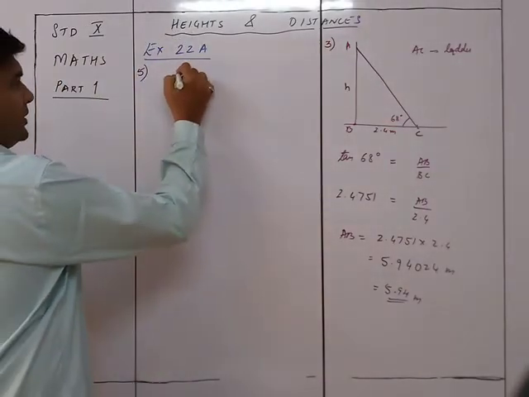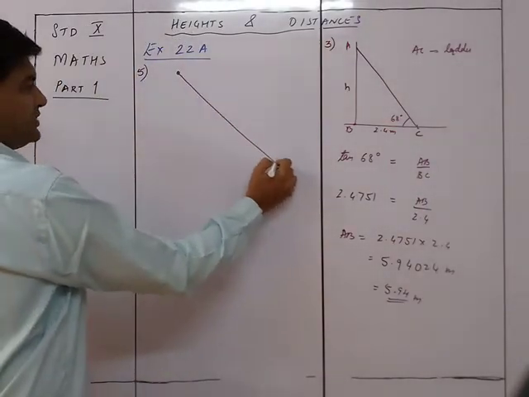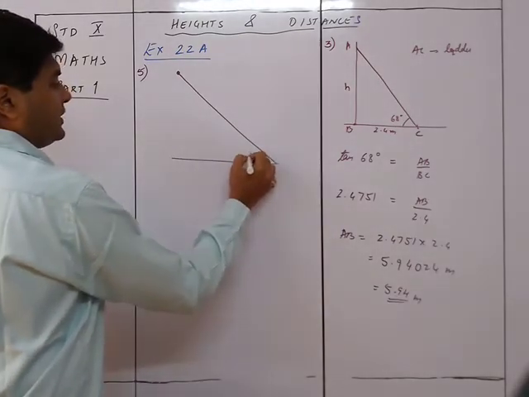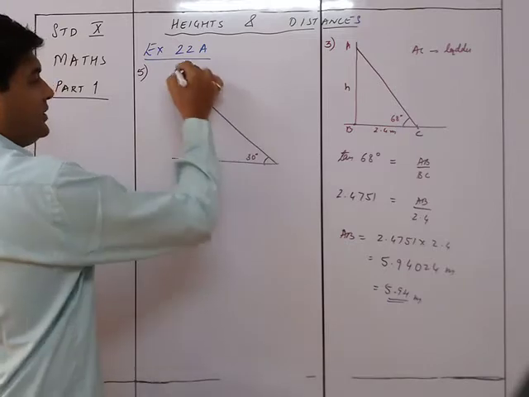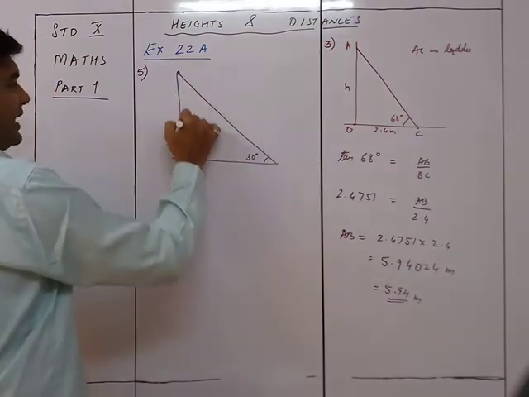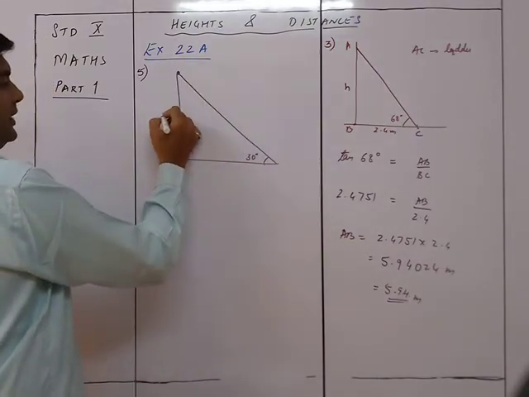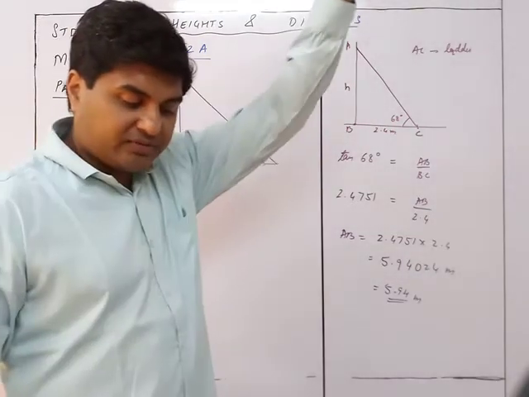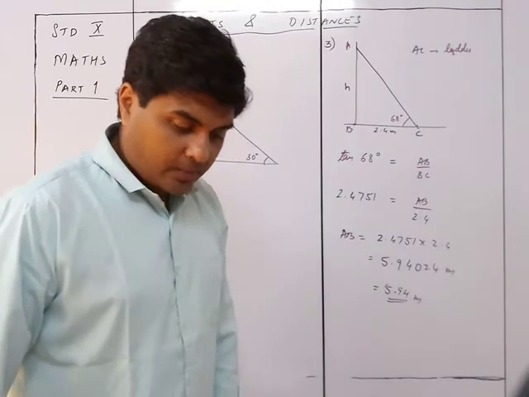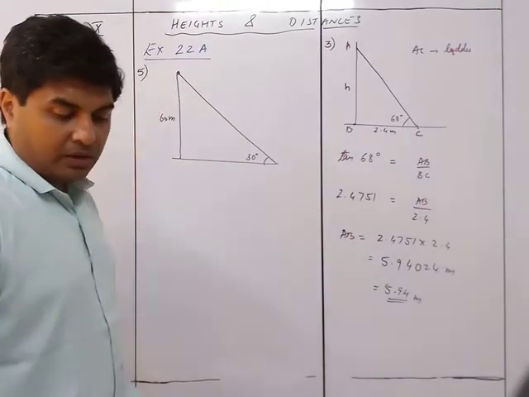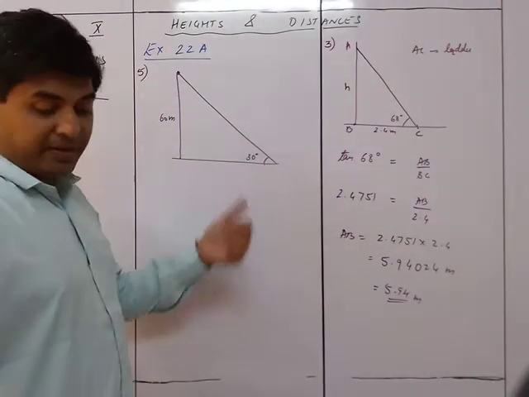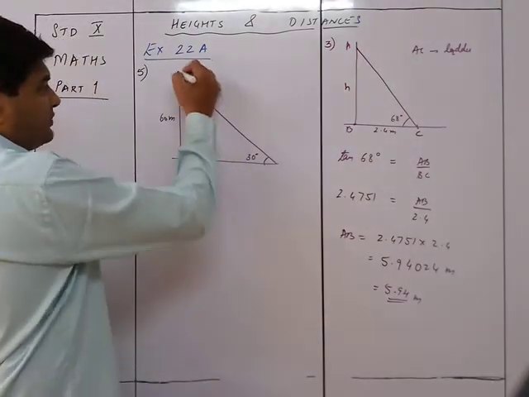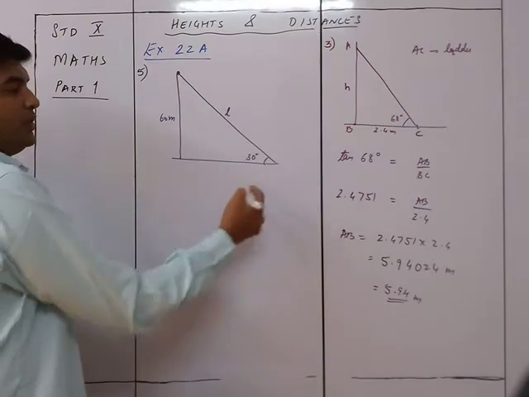There is a kite over here and this kite has a string which is making an angle of 30 degrees with the ground. The height of the kite from the ground level is 60 meters. So the kite has gone to a height of 60 meters, and the angle it makes with the ground is 30 degrees. You need to find out the length of the string.